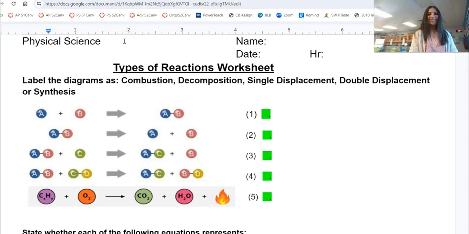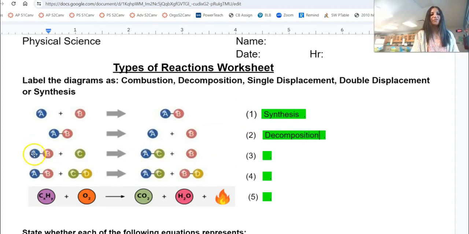Let's take a look at some of these reactions then and see if we can figure this out. Okay, so we've got A plus B, and we can see that they're coming together to make one final product. Did you say synthesis? So hopefully you said synthesis on this one. Okay, let's take a look at the next one. It looks like there's one thing and it's breaking down. So we've got AB and it's breaking down. What do you think? Let's take a look at these. And did you say decomposition? It's one thing that is decomposing. So that one is going to be decomposition.